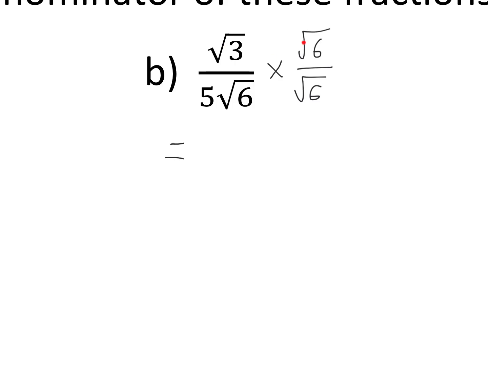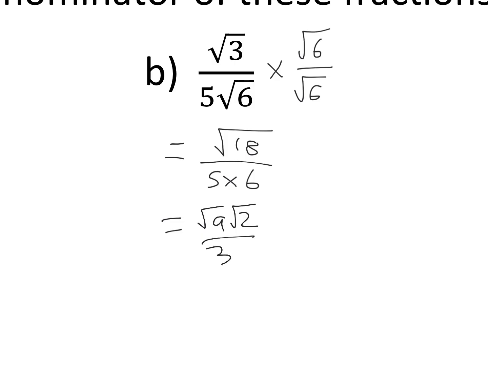Root 3 times root 6 is root 3 times 6, or root 18. And 5 root 6 times root 6, we'll ignore the 5 for a second. Root 6 times root 6 is 6. So we've got 5 times 6. Now that numerator can be simplified because 9 is a square factor. So that's root 9, root 2, 9 2s are 18. And the bottom is, remember, 30. Root 9 is 3, so that's 3 root 2 over 30.